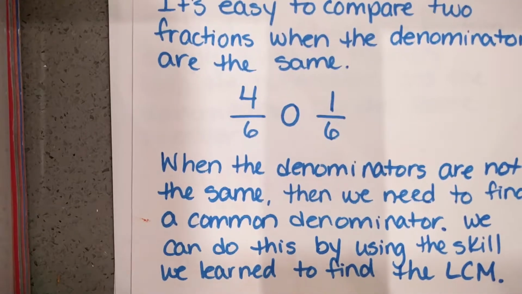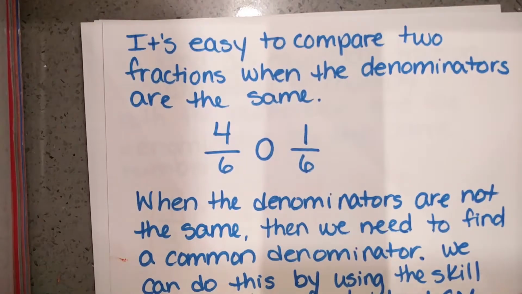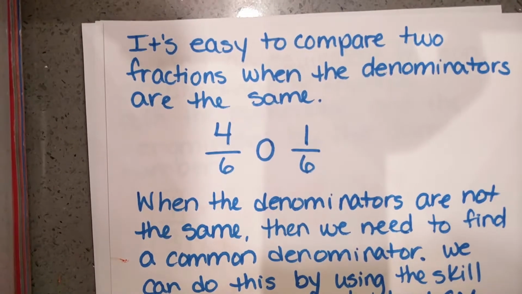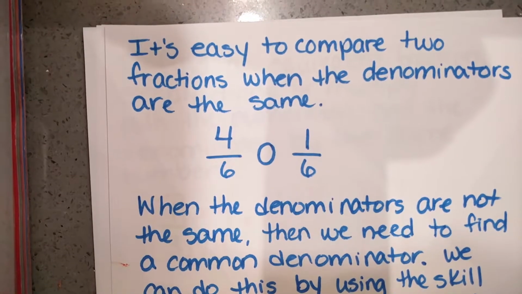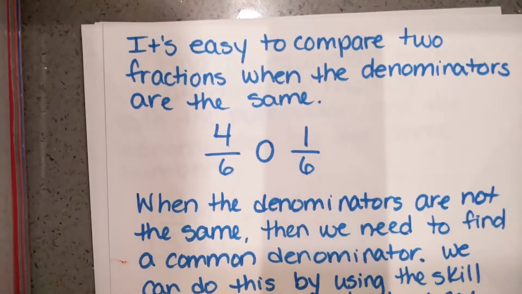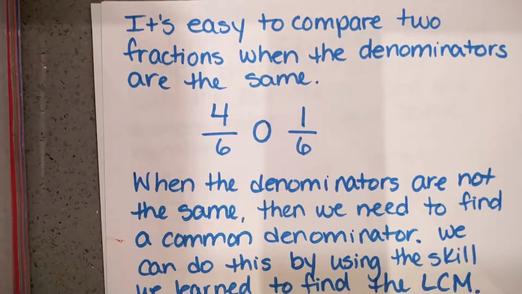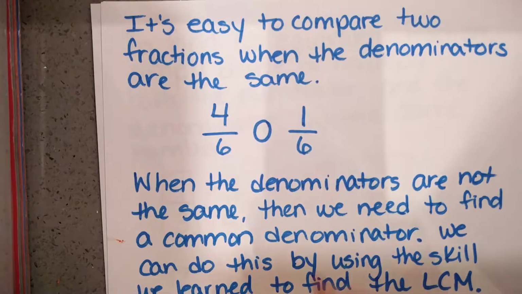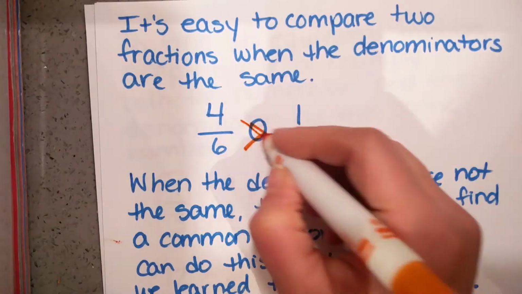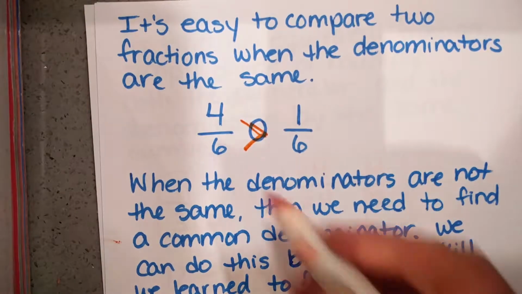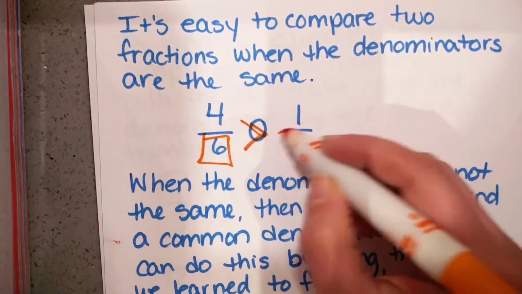We're going to talk about comparing fractions. Now, it's really easy to compare fractions when the denominators are the same. So, for example, comparing 4/6 and 1/6, you're probably thinking, wow, this is so easy. I know that 4/6 is definitely more than 1/6, because if I look at the denominators, they're the same.